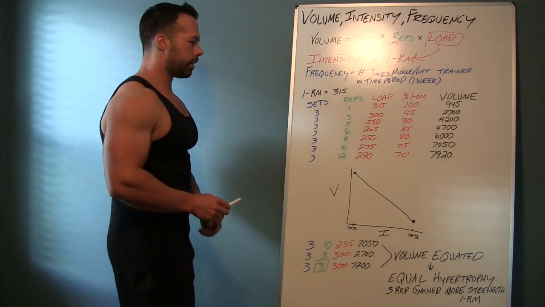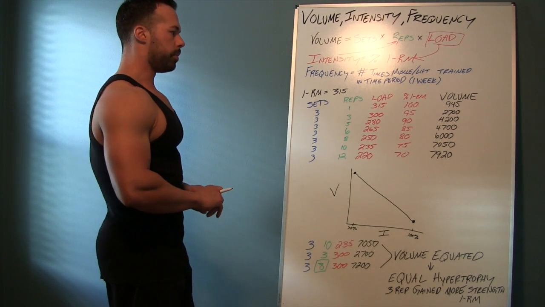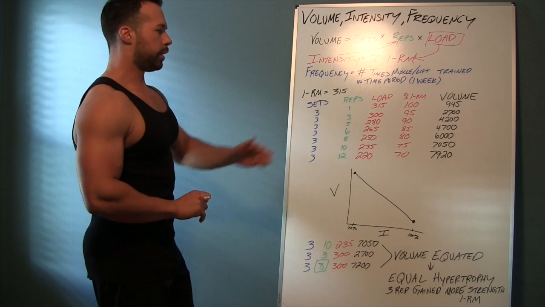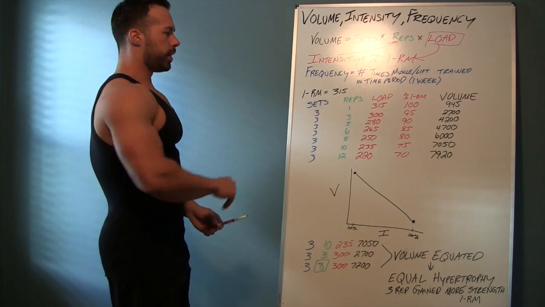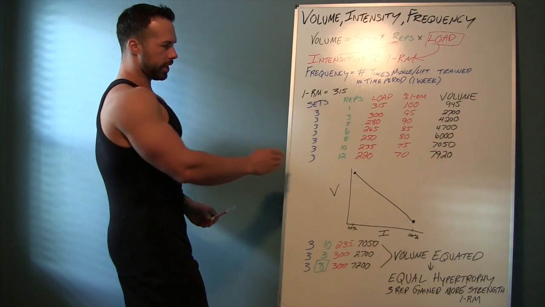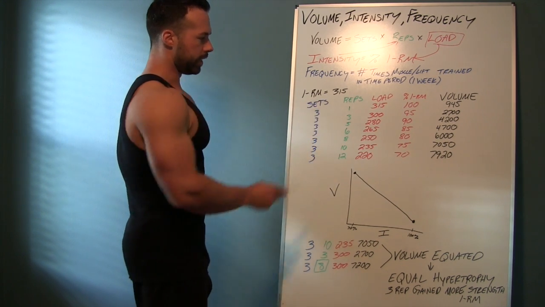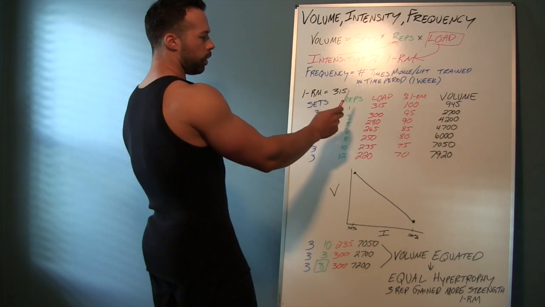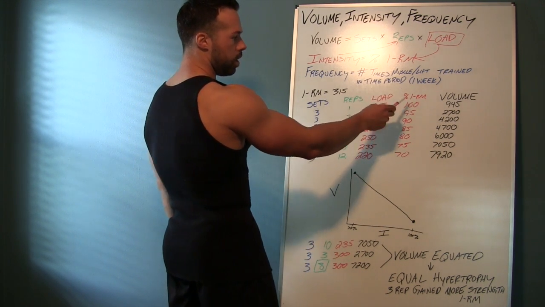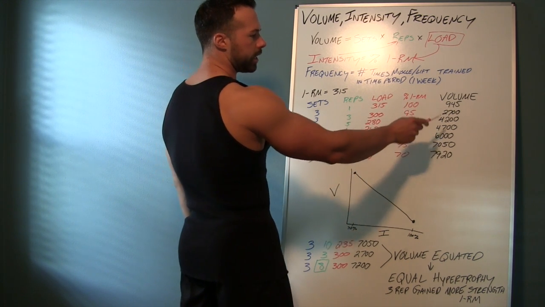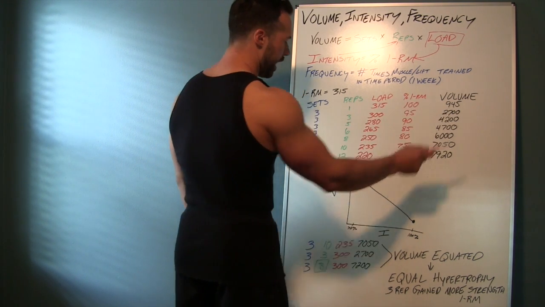So what I've done here is broken down volume into a table based on different loads used. For each set, we're going to keep it at 3 sets. So this table is using a 1 RM of 315. 3 sets of 1 rep with 315, 100% of the 1 RM gives you a volume of 945.